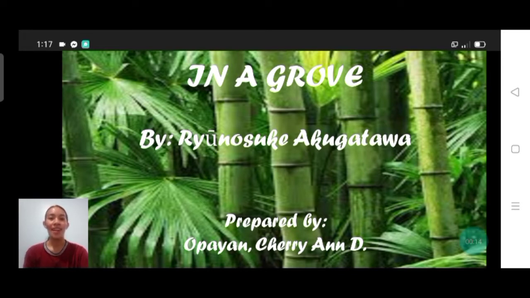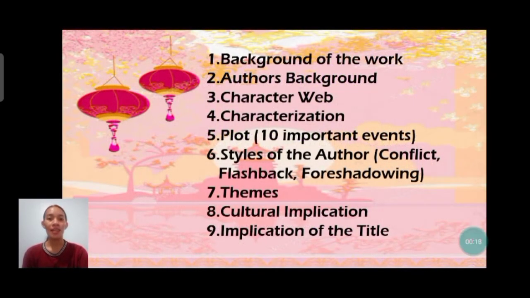But before that, let's have first the content of our analysis. Okay, so we have the background of the work, the author's background, the character web, the characterization, the plot, the styles of the author, the themes, cultural implication, and the implication of the title. So, let's have first the background of the work.